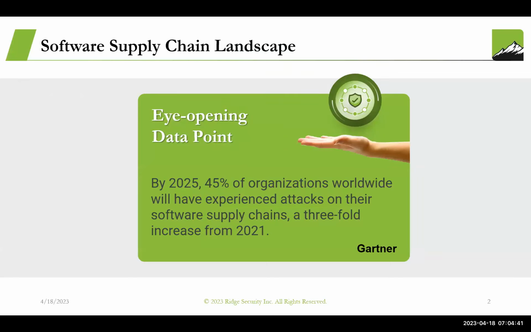So I'd like to start with an eye-opening data point. This is a data point from Gartner. Gartner says that by 2025, 45% of organizations worldwide will have experienced attacks on their software supply chains. And this is a threefold increase from 2021. So this is pretty eye-opening. The number of software supply chain attacks is increasing on an ongoing basis.